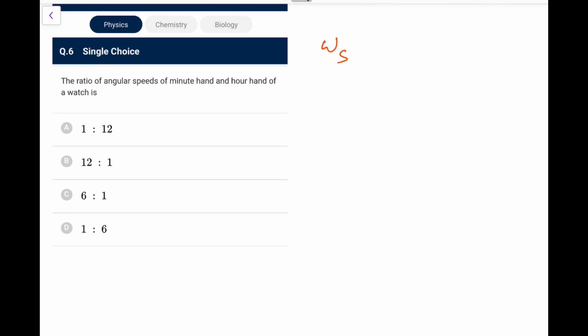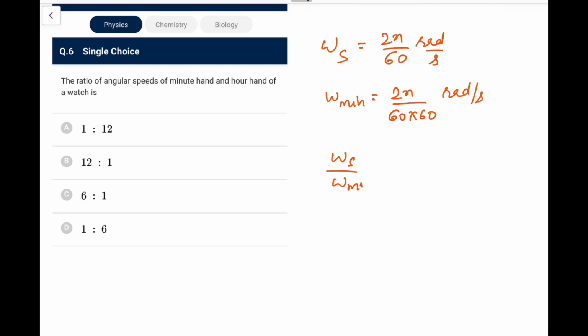Now, the ratio of angular speed of minute hand and the hour hand. So what we have, omega of the second hand is 2 pi by 60 seconds, radian per second, while the omega for the minute hand is 2 pi upon 60 minutes, that is 60 into 60, radian per second. So now this omega second to omega minute, if I do this, this is what we do.